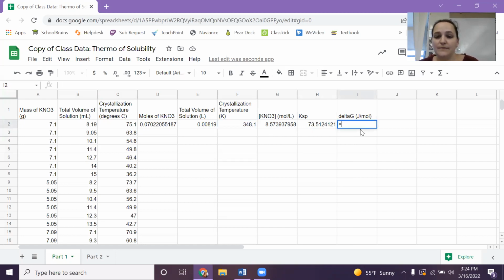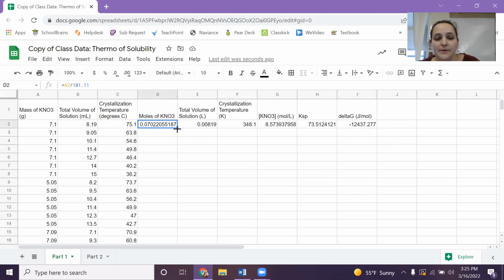So then our delta G is going to be negative, R has a value of 8.314. The temperature is what we just calculated in column F. We want the temperature in Kelvin. And then we're going to take the natural log of K, which we calculated in column H. So that gets us the value of delta G for this process. So we've done this for one trial. We need to do this for all 86 trials, but we've done all of the work, essentially.